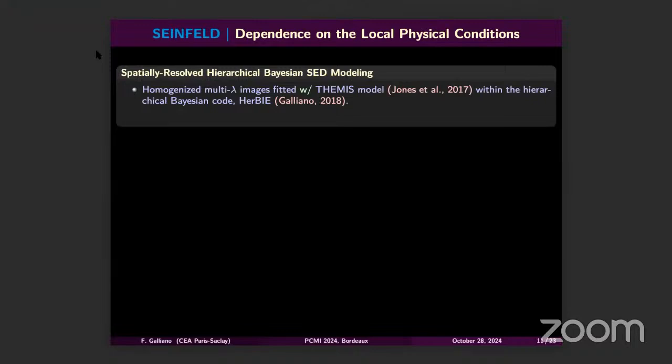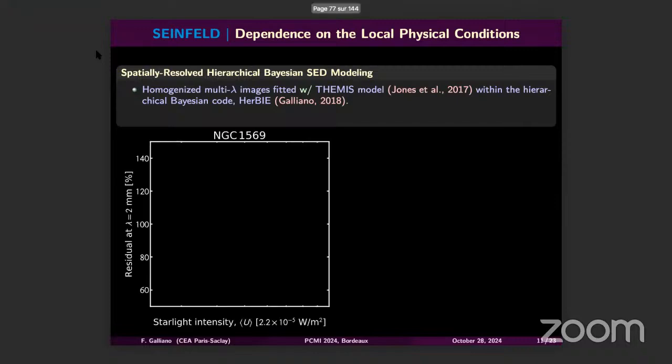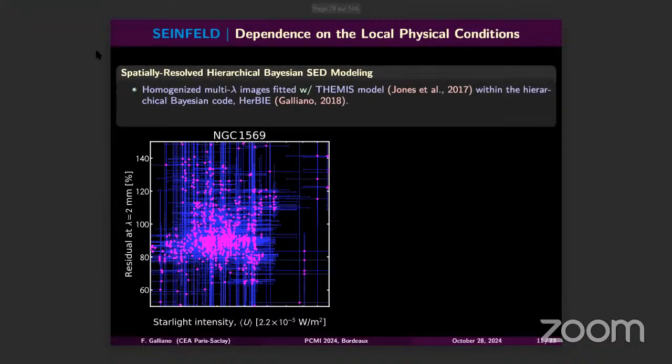So we have homogenized all the data. We use the Themis model within the hierarchical Bayesian code Herbie. And we look at the way, for example, the residual at 2 millimeter, which is really the strength of the excess, a relative residual in percent, varies as a function, for example, of the starlight intensity. We see that there is no clear trend. And it's consistent with what was found before, that this excess really doesn't depend on the temperature.